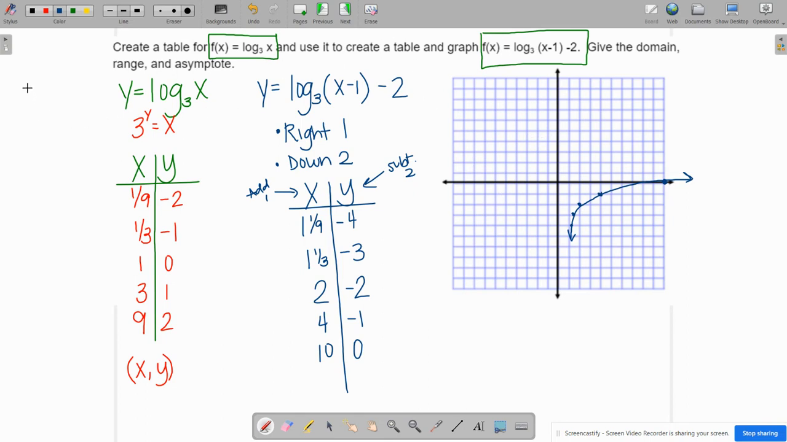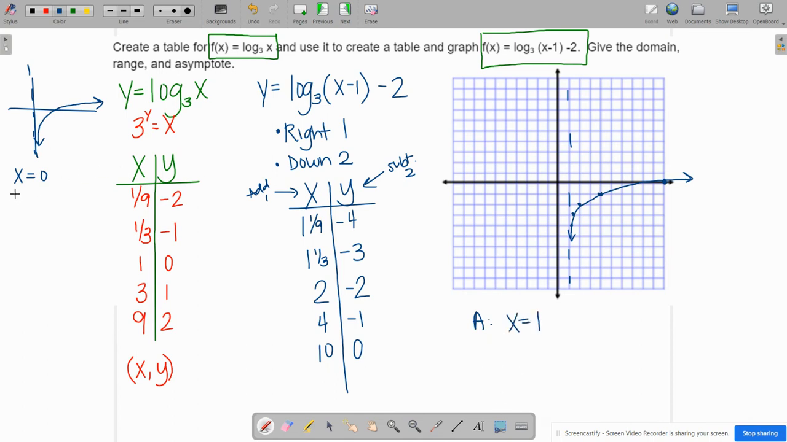Picturing how your original function is, log base 3 of x is something like this, where you have your asymptote at x equals 0 right here, right along that y-axis. So if we're moving right 1, it makes sense that our new asymptote moved right 1, and so our asymptote is now at x equals 1.